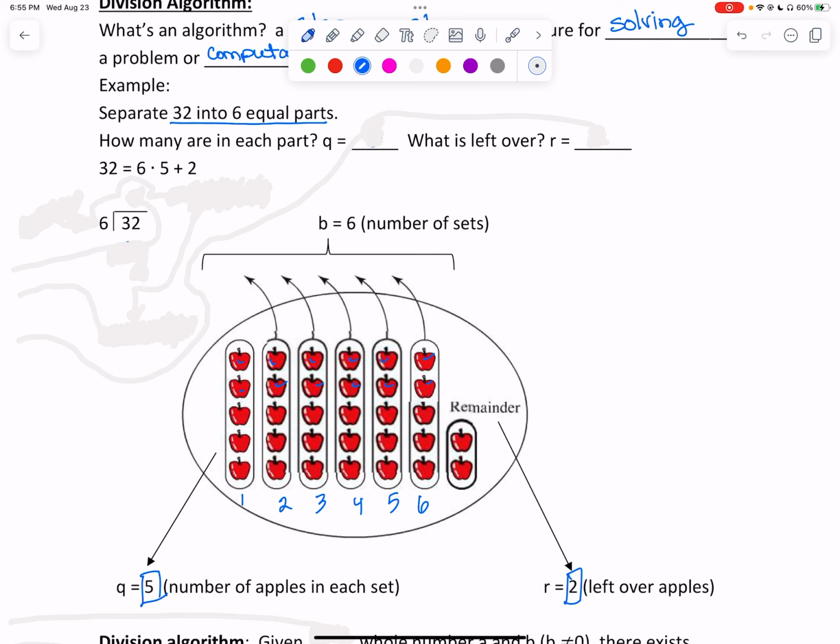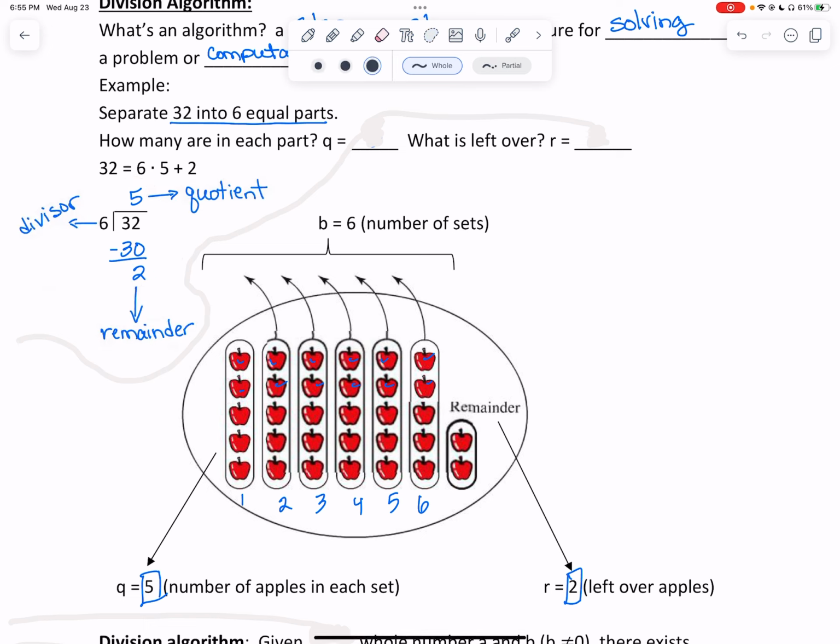So let's look at how we could do that using our algorithm, okay? So we're saying 6 goes into 32 5 times, okay? And then 5 times my 6 gives me that 30. And then we subtract, we got 2 left over, okay? So the 6 is called the divisor. That's what you're dividing by. The 5 is called the quotient. A lot of people say that's your answer, okay? The quotient. But you also have this remainder there. That's your remainder.